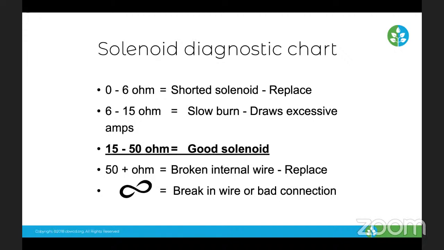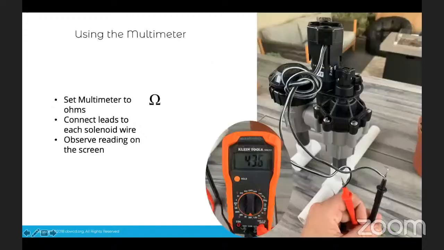If our reading is anywhere from 15 to 50, and I would extend that to 100 ohms from what I've usually seen, that is a good solenoid, meaning that it's operating properly. Anything over 100 ohms usually means there's a break in the internal wire, so you want to replace the solenoid. If you see an infinity sign, or on some meters an OL, or it beeps at you, that means there's a break in the wire or a bad connection with the solenoid. That means we need to replace the solenoid or the wiring.